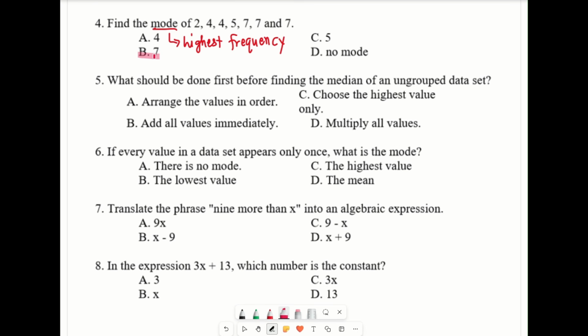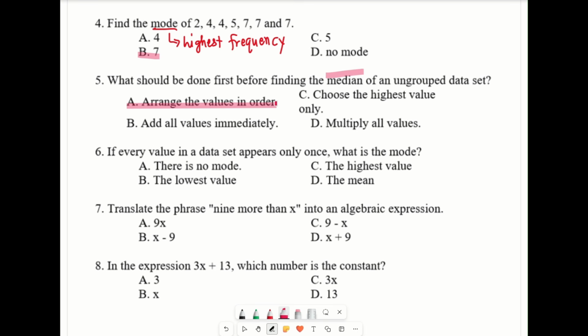Next, number 5, what should be done first before finding the median of an ungrouped dataset? Okay, so just like I said a while ago, if you're going to find yung median natin or yung ating middle value, so you have to arrange your values in order po. It's either increasing or decreasing. You will still get the same answer.